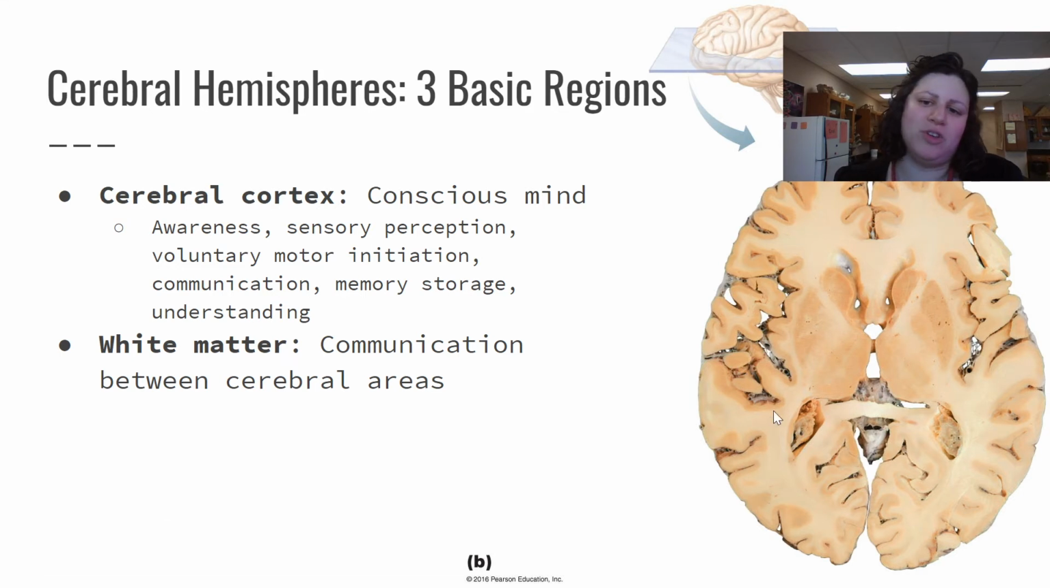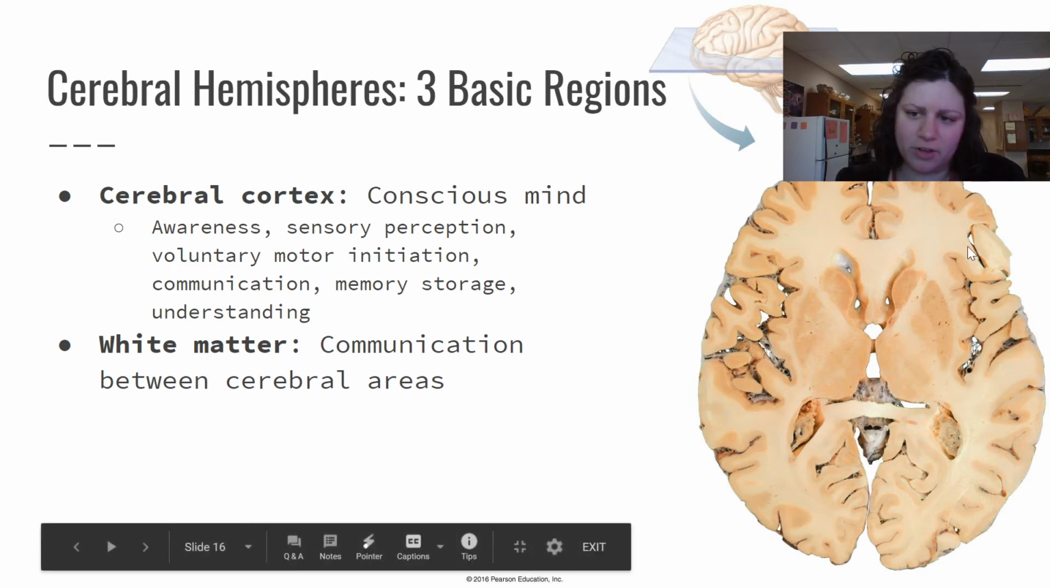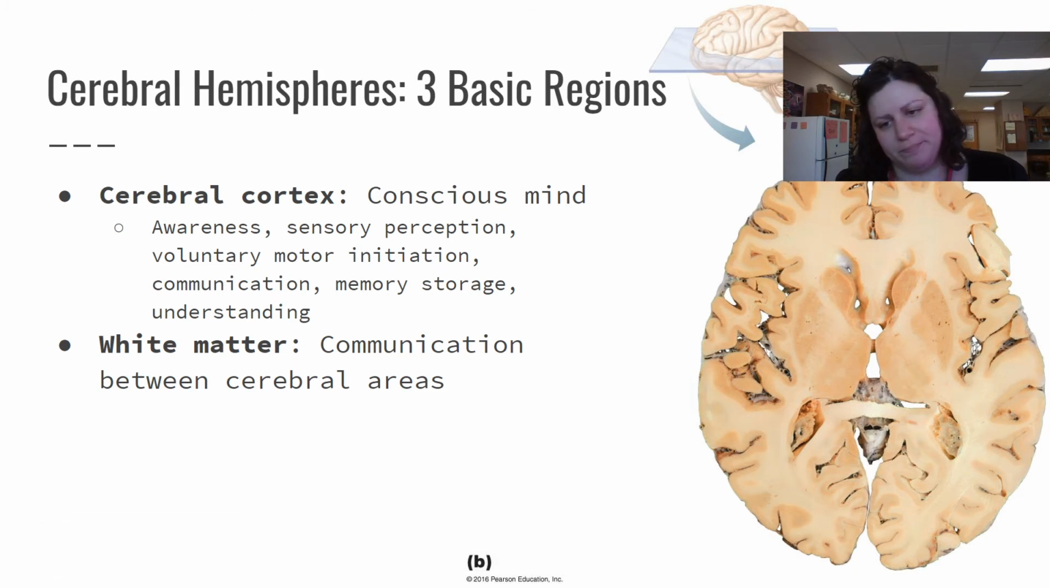it facilitates communication between one side of the cortex and the other side of the cortex, and it also lets the cerebral hemispheres communicate with the rest of the central nervous system, like the brainstem and the cerebellum.